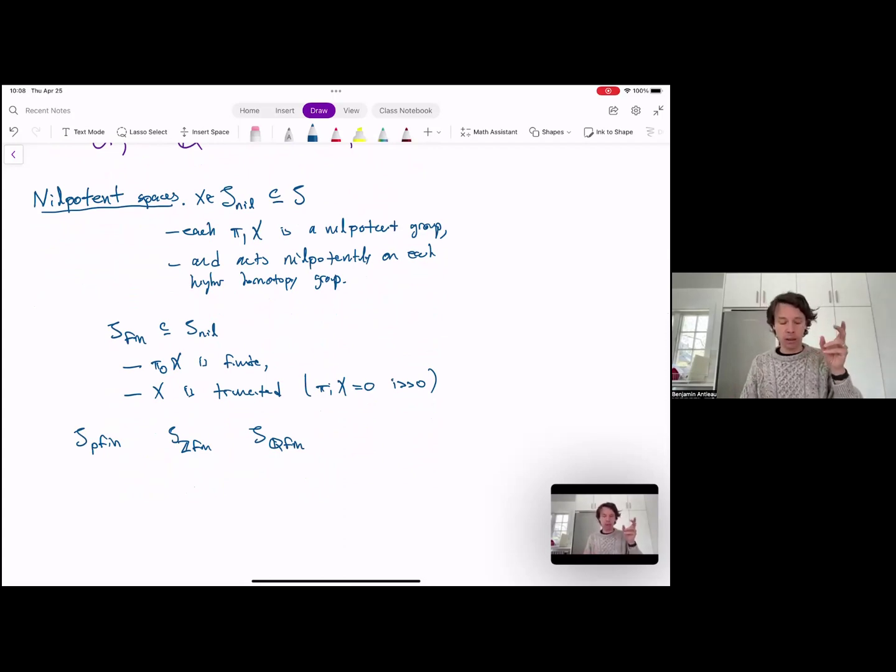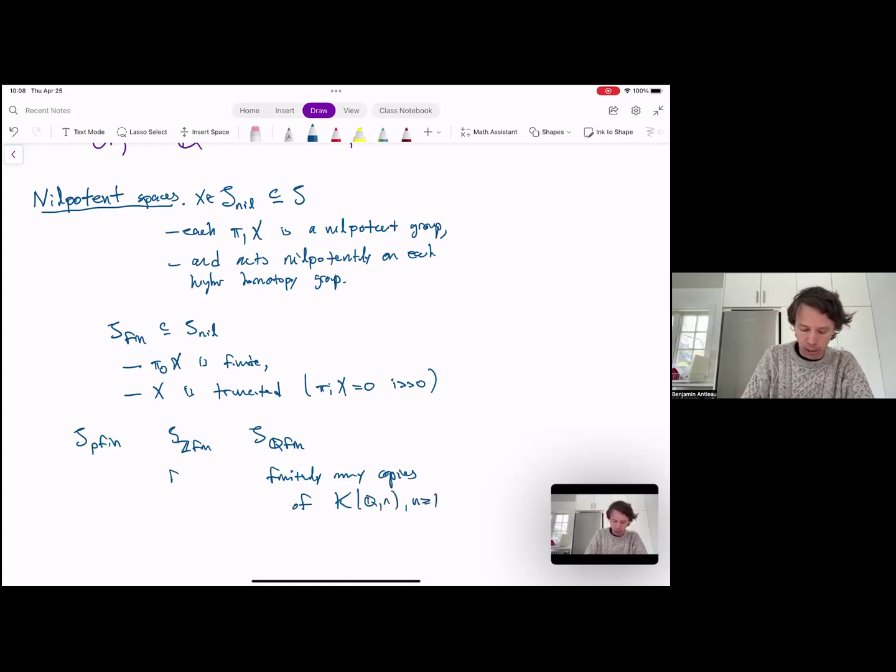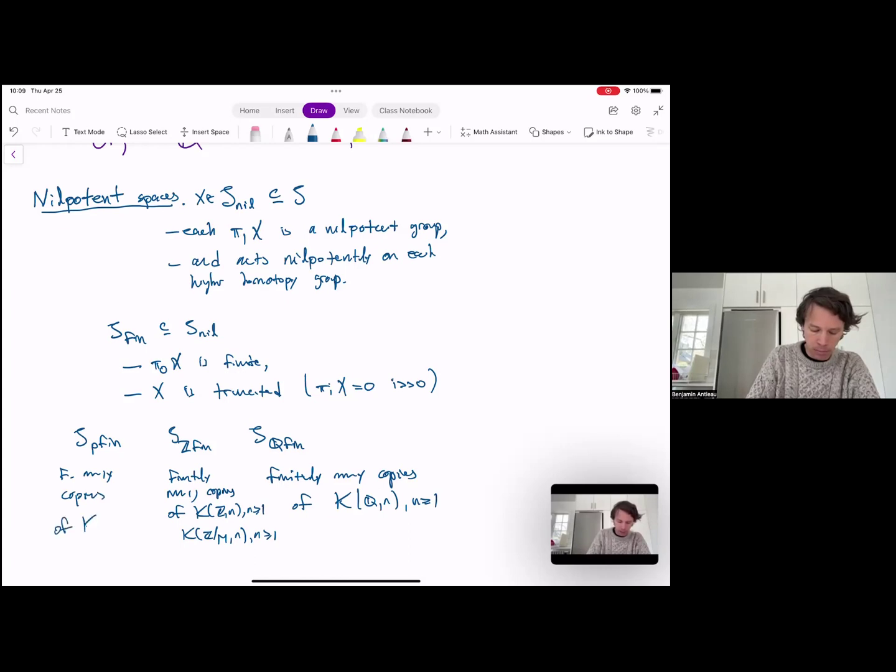So these will basically be finite nilpotent spaces, which are additionally built out of finitely many copies of K(Q, n)'s, finitely many copies of K(Z, n)'s, or K(Z/m, n)'s, and finitely many copies of K(Z/p, n)'s for a fixed prime p.